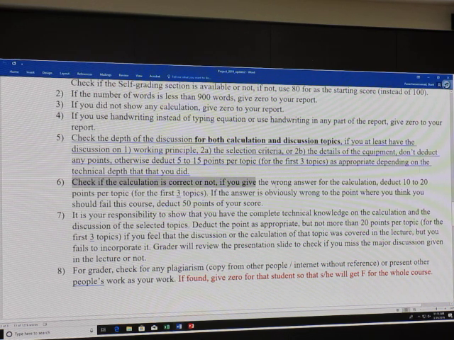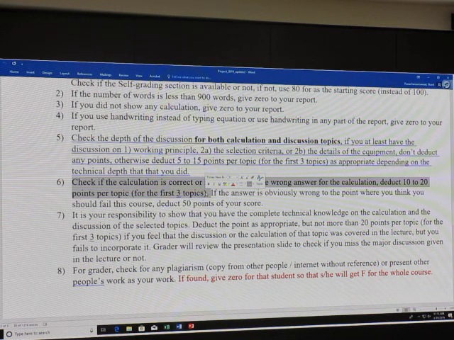If you give the wrong answer for the calculation, deduct 10 to 20 points per topic. How do you know that your calculation is wrong? You have 63 versions multiplied by 3, and each of you assumes a certain flow rate that is not the same. Do I go and do the calculation according to what you did? No, I don't want to do that. How can I do that? So what I do is, I cannot really check if it is correct or not, but I can check if it's totally wrong or you do something that doesn't make sense.